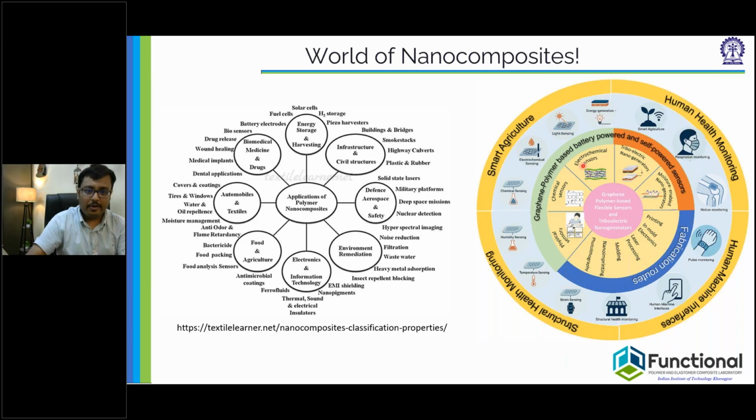Okay, so you can see that these nanomaterials are being incorporated into rubbers for different industries, ranging from defense to energy storage. You can see there is a whole lot of things. But what is interesting nowadays is the concept of electronics.